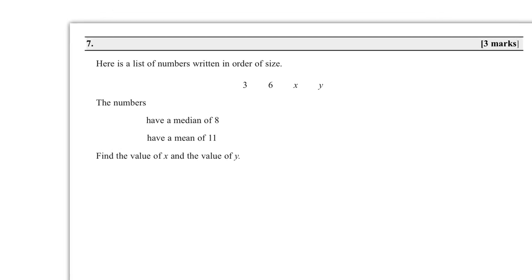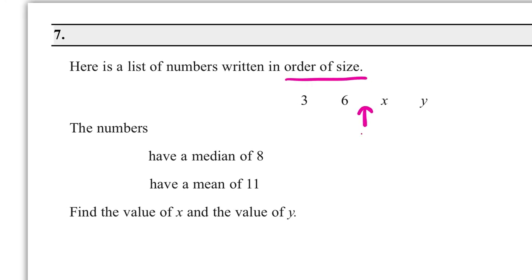Okay, question 7. Here's a list of numbers written in order of size. Okay, this is really important. That means that x and y are greater than 6, yeah? This means x is smaller than y. The median is 8. Okay, if I have 4 numbers, that means my middle number is 8. Okay, what could x be if my middle is 8? If x is 8, my median would be 7.